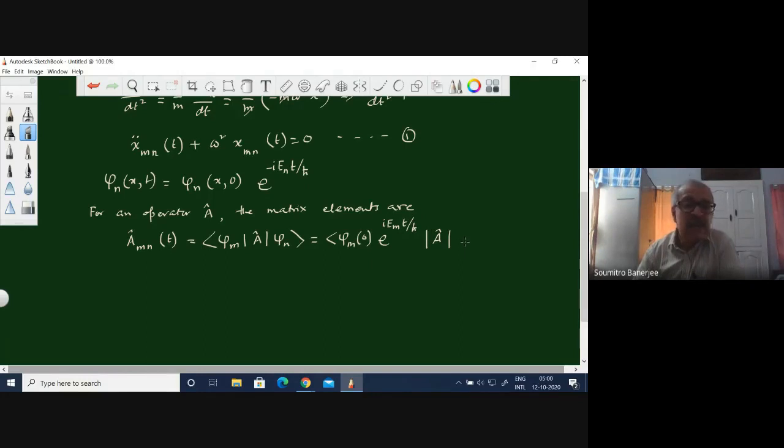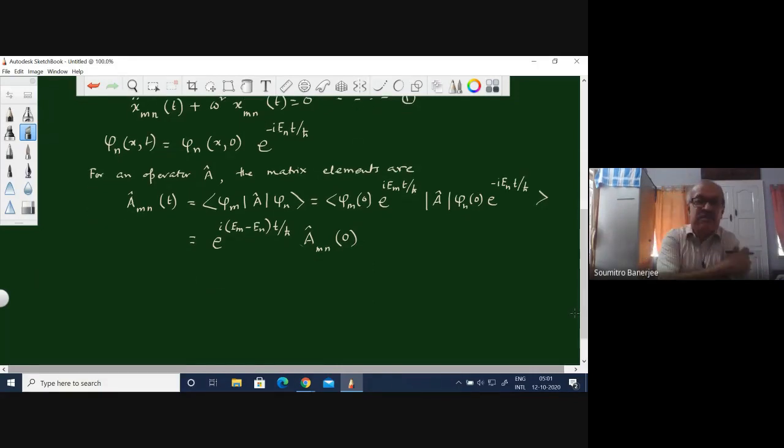It will be psi n at 0 e to the power minus i E n t by h cross, and therefore we get e to the power i (E m minus E n) t by h cross times, here it will be the initial. So basically this will give you the initial A. So let me simply write it as A, the operator at the initial time, the mnth term, at time t equal to 0. Okay.